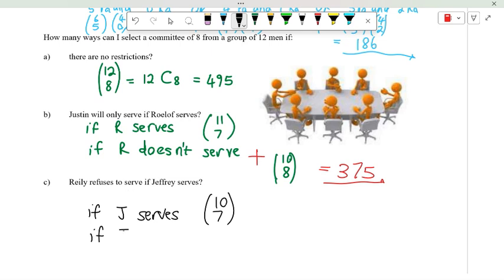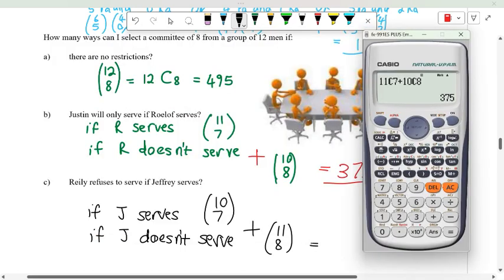If Jeffrey doesn't serve, we need 8 people, and we can choose those 8 from 11. And the reason we can choose them from 11 is the only person who's not available is Jeffrey, but Riley is available. And once again, we're going to add these 2 different cases. Let's just get our final answer on that lot. So it's going to be 10 combination 7 plus 11 combination 8, and it's 285.